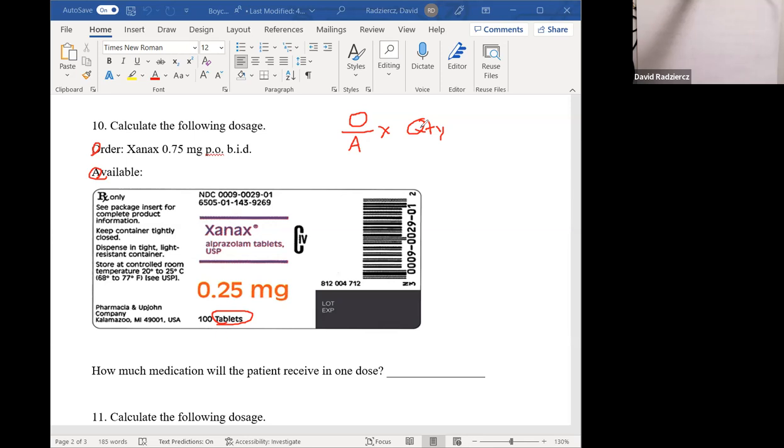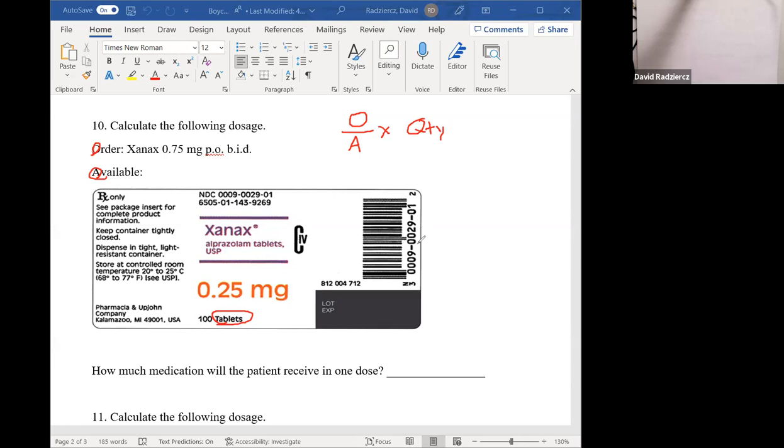Sometimes you'll see 1 milliliter. Sometimes you'll see 5 milliliters. Sometimes you'll see 15 milliliters. There can be a variation of the quantity when it comes to suspensions. And when we talk about that next time, you'll see some examples of that.